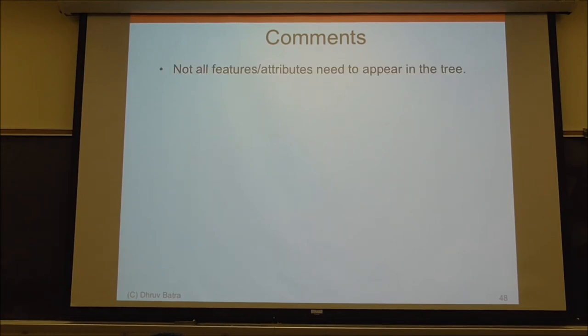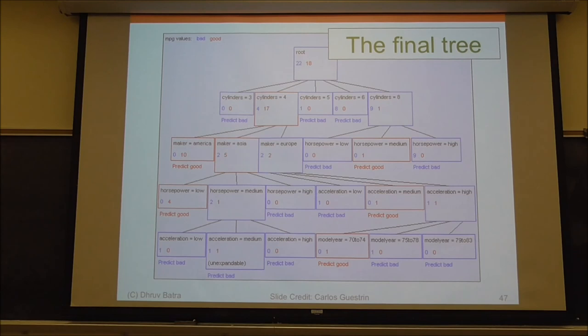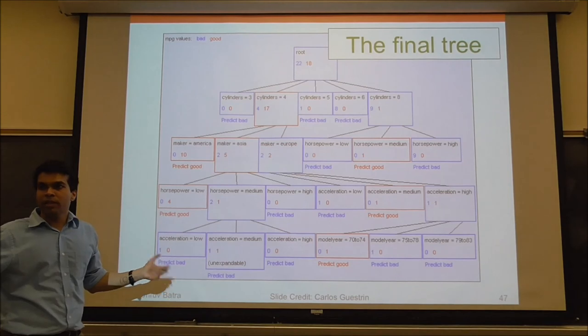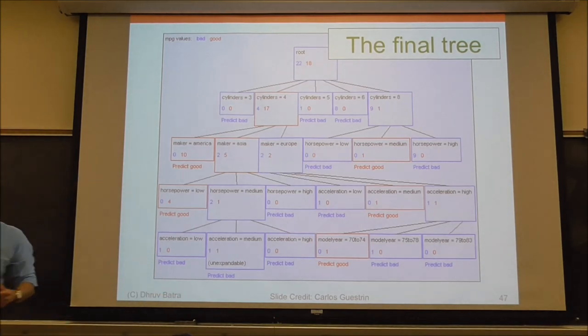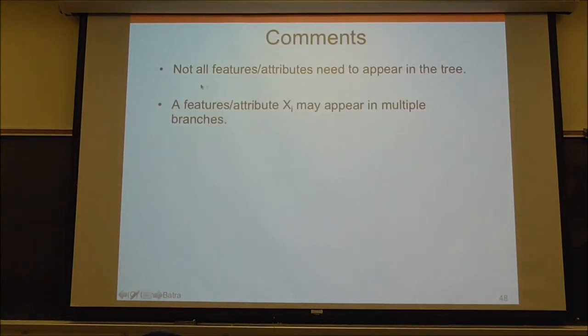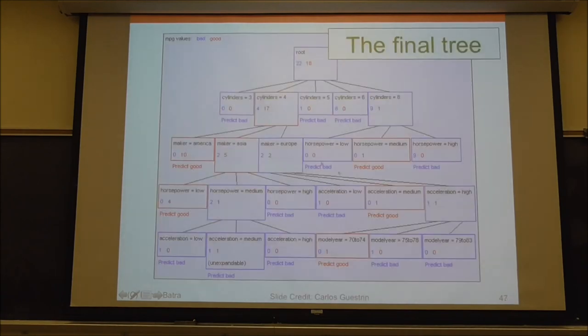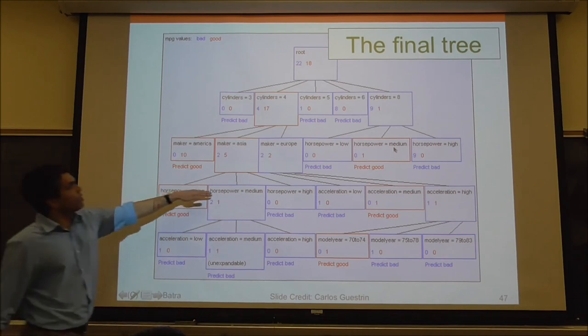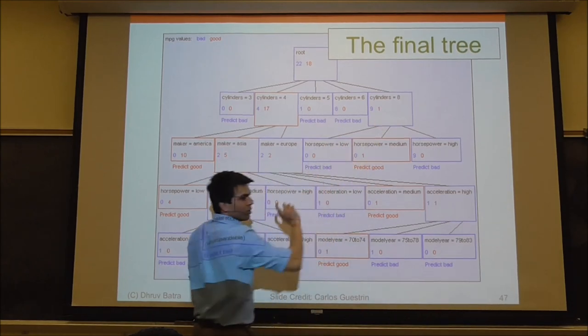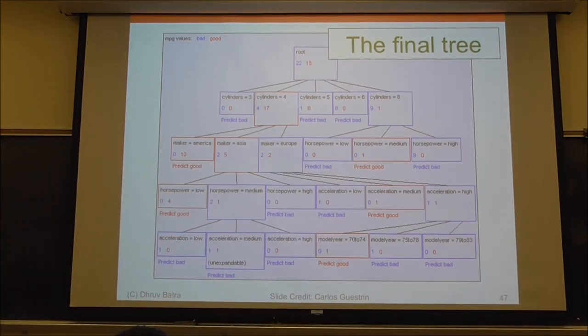One thing that we'll talk about is that not all features or attributes need to ever appear in the tree. So this tree does not need to be full. For example, if you have d features, this doesn't have to be 2 to the d number of nodes in this tree. You don't have to have a depth-d tree. A feature or attribute may appear in multiple branches. So for example, let's see, does that happen here? Horsepower, yes. So horsepower appears here. It's first split on cylinders, then maker, then horsepower. Here it's cylinders, then horsepower directly. So a feature may actually appear in multiple branches.